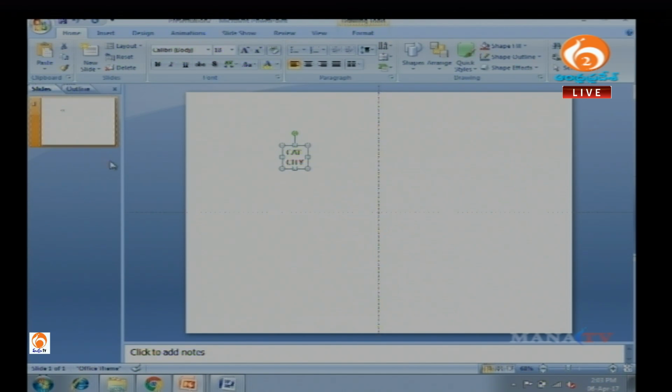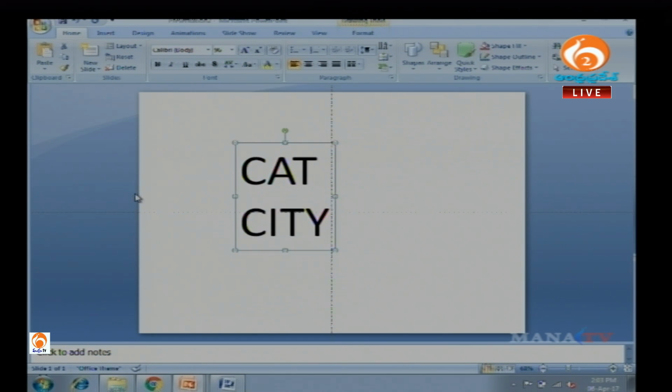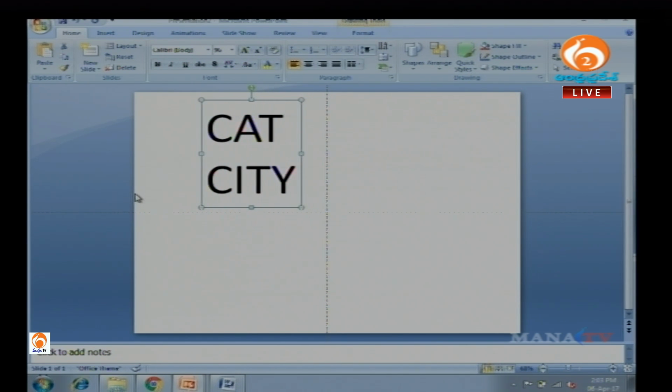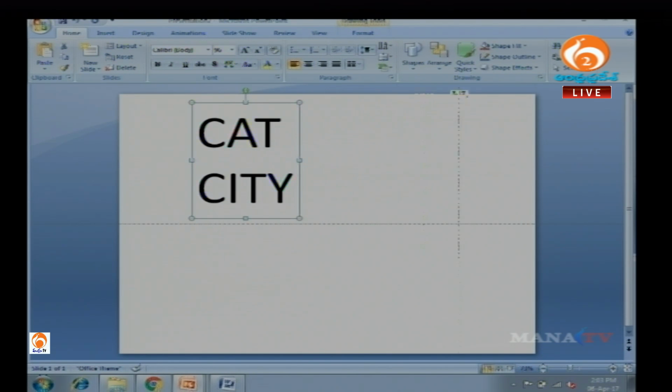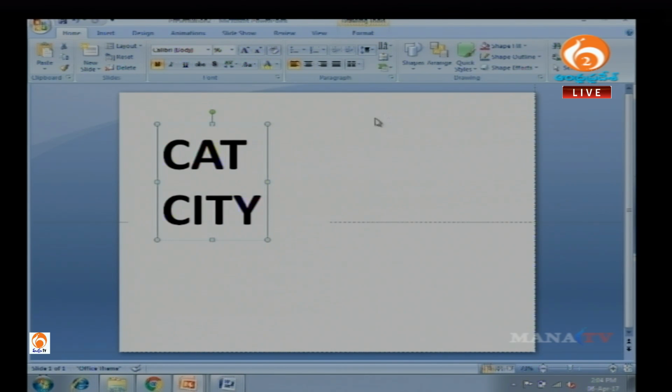I'm going to zoom this. I'm going to expand the font size so that it's easier for you to see it. All right. So we have 2 different words here. The first one is cat, the second one is city, right?